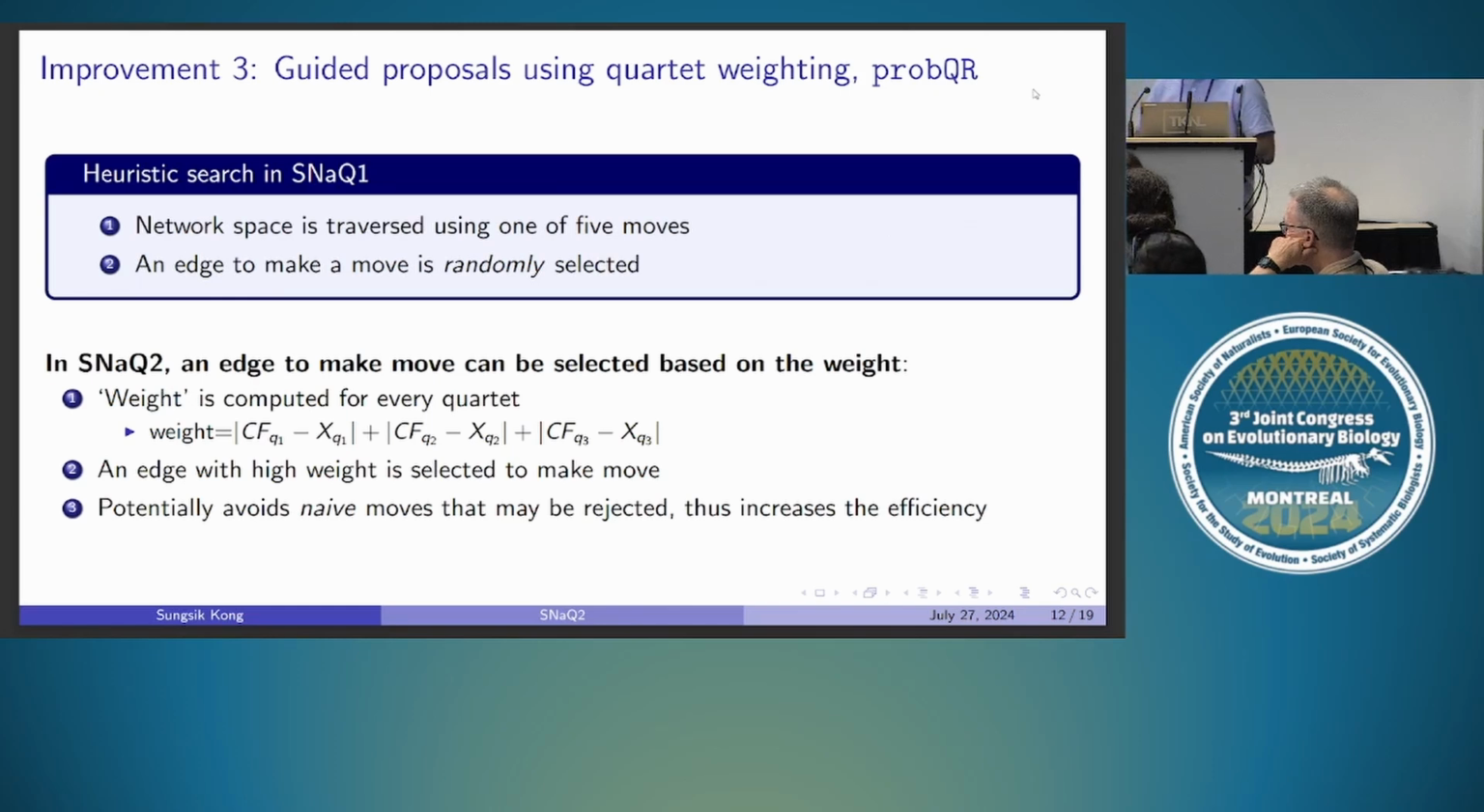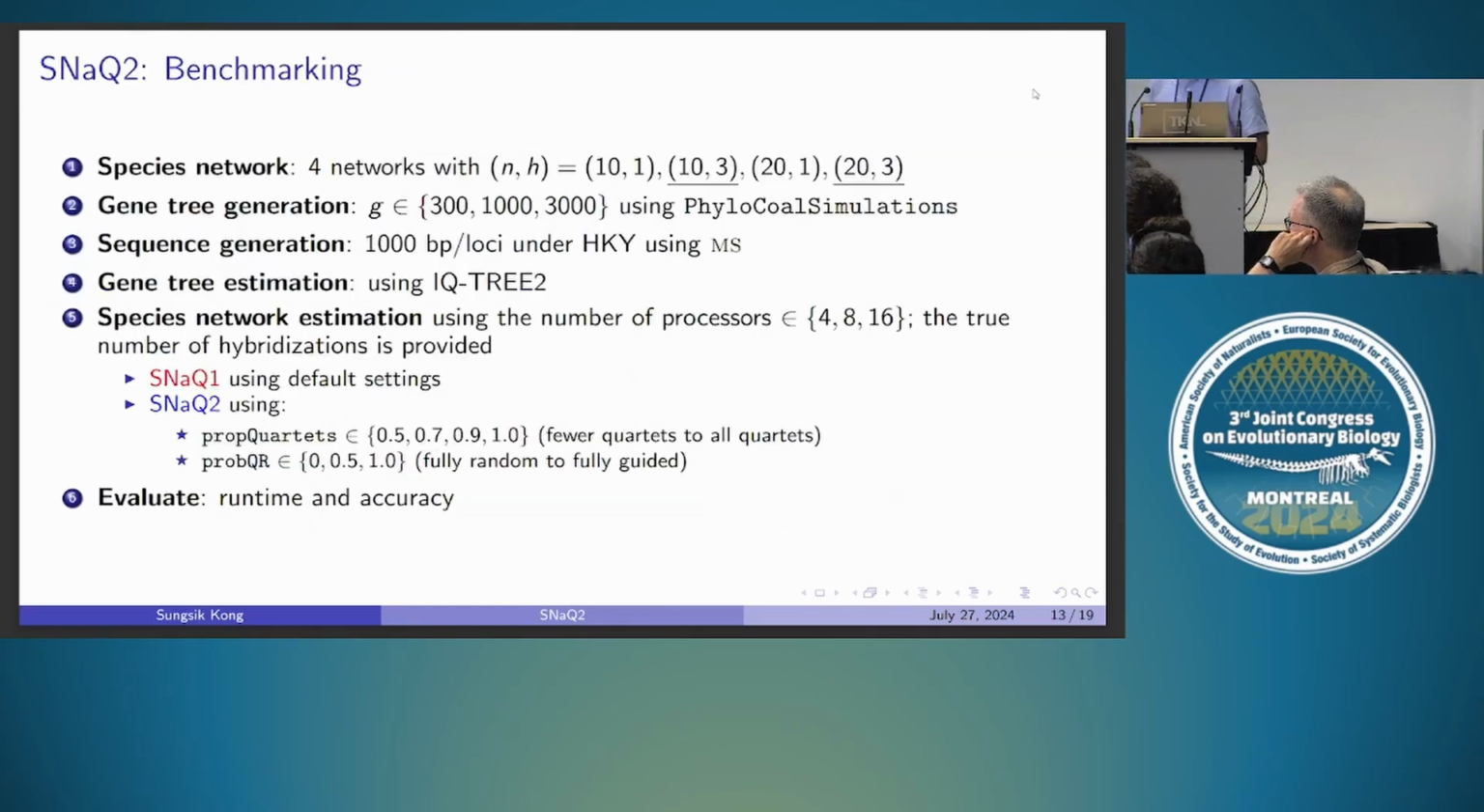If we just randomly select an edge and make a change, the resulting topology will have a worse composite likelihood, and we step back. By removing that unnecessary step, we are expecting to improve computational efficiency. So I tried to see if a combination of these three strategies will improve the speed of the analysis.